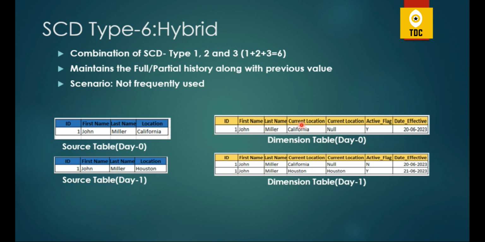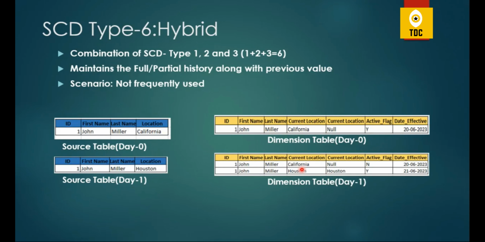So as you can see here, this is actually the previous location, so this is a typo here. Previous location is null and current location is California. And here, if you see, previous location is California and current location is null. But still, if you see the next value, it is quite confusing.